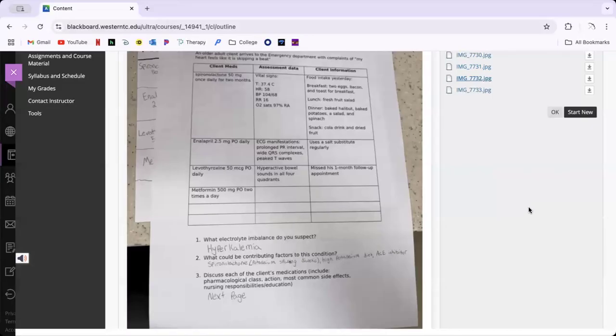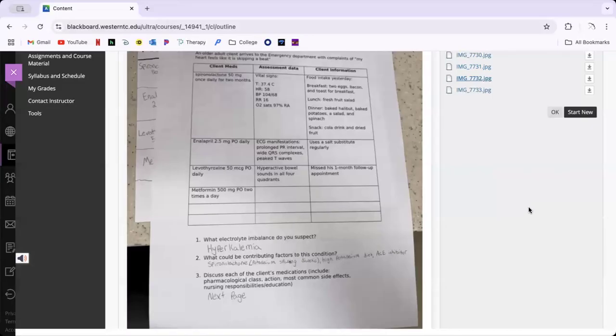Okay, what about the diet? His diet is very high in... Is it high in potassium? Yes. Right, the fish, the potatoes, spinach, colas, dried fruit, all of that is high in potassium. Okay, so good, yes, I agree, it is hyperkalemia.